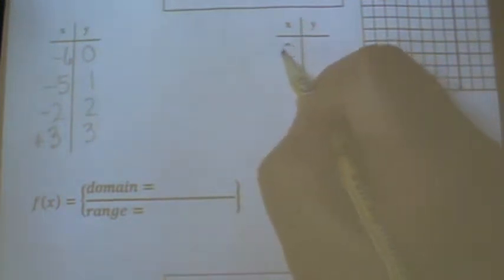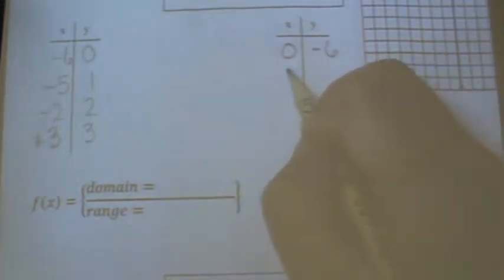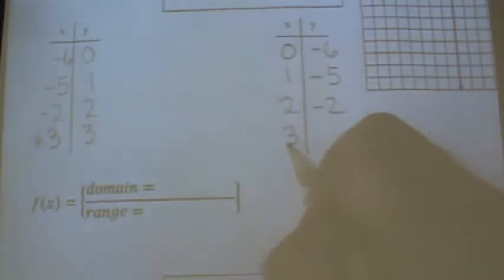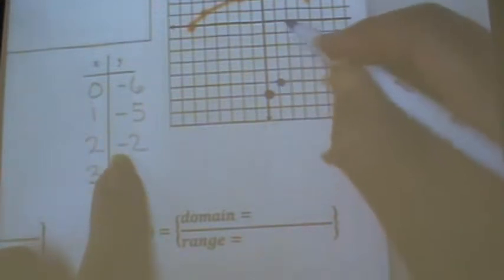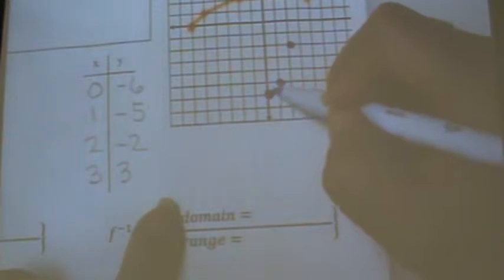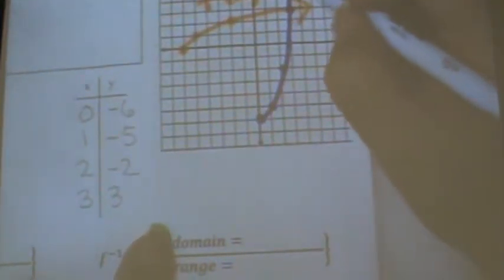Now, can you give me the inverse ordered pairs? What are they? 0, -6. 1, -5. 2, -2. 3, 3. Okay, can we graph these? Yes. I'm gonna do them in blue. 0, -6, 1, -5, 2, -2, and 3, 3. So now this looks like this. And that's the inverse one.